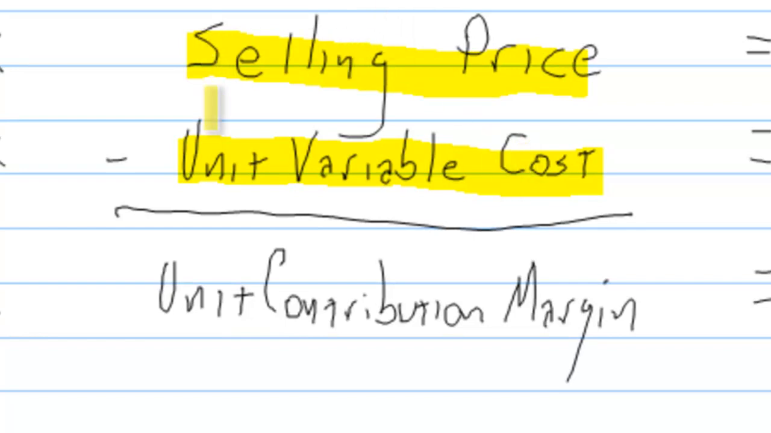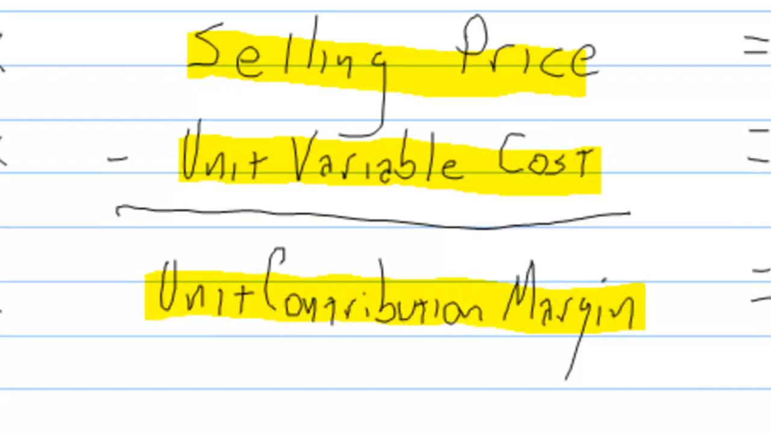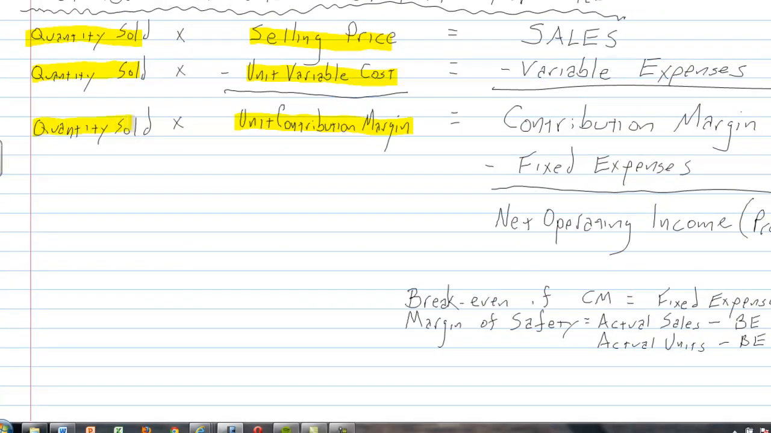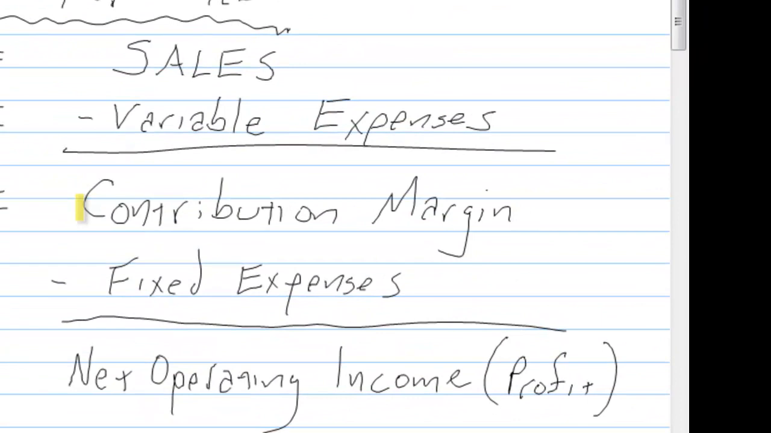If you take your selling price minus your unit variable cost, you're going to get something called the unit contribution margin. If you take the quantity sold times your unit contribution margin, you'll end up with your contribution margin. Once again, if you take sales minus variable expenses, you get a contribution margin. Contribution margin minus your fixed expenses gives you your net operating income, also called profit.